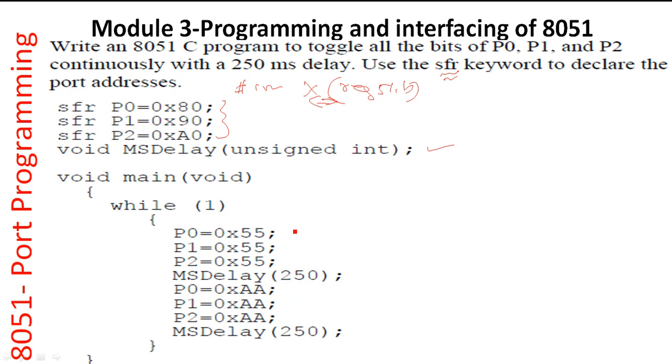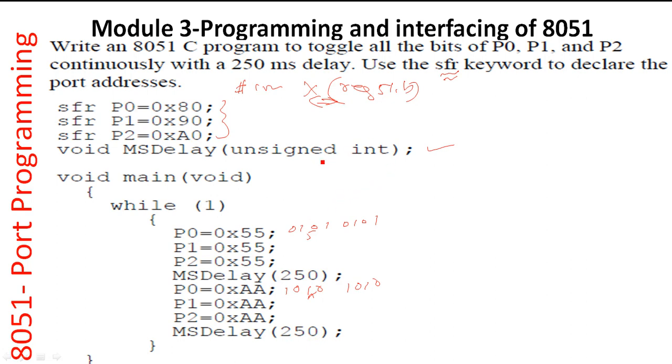So first it is 0101, and after 250 milliseconds it will make 1010. So this is 5, this is A. Again another 0101, here another 1010. So that's how it will toggle every bit of your microcontroller ports P0, P1 and P2. After that, again wait for 250 milliseconds, then this repeats. So the program is very simple.